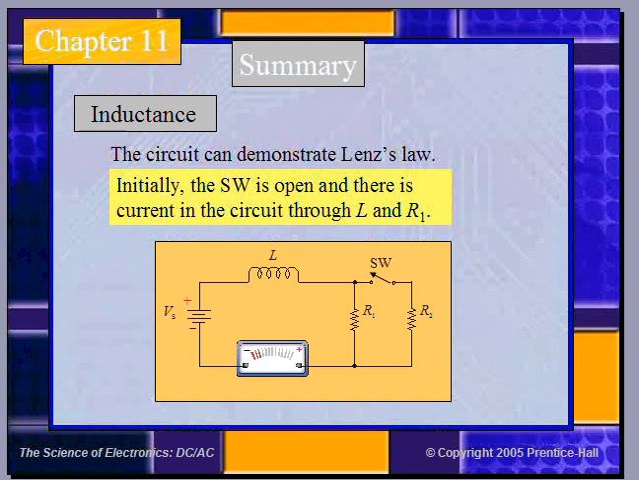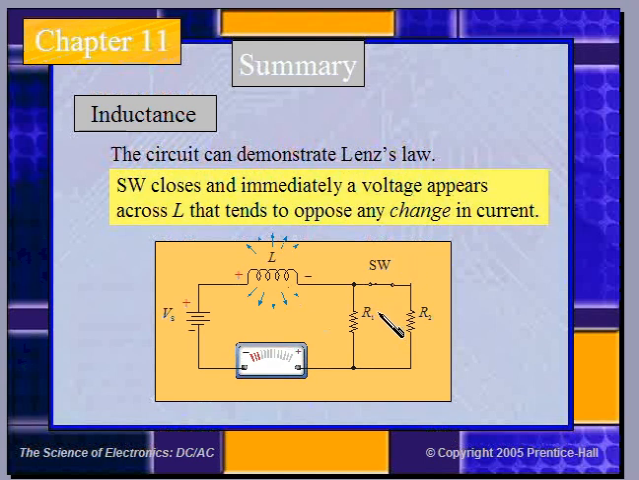This circuit can demonstrate Lenz's law. Initially, when the switch is open, there is no current, or the current is stable through this portion of the circuit. Once you close the switch, now we have a change in current because the total resistance has changed. So the current changes. The inductor senses the change and immediately induces a voltage to try to oppose it. So the voltage that it induces is in this direction because it's opposing the change in current.